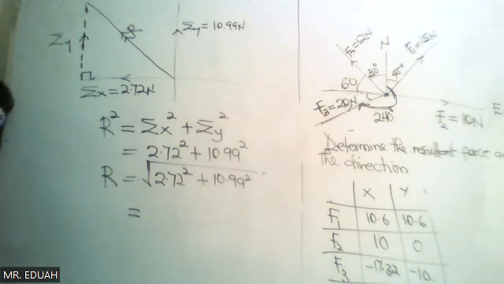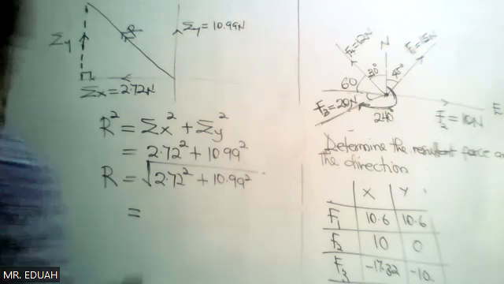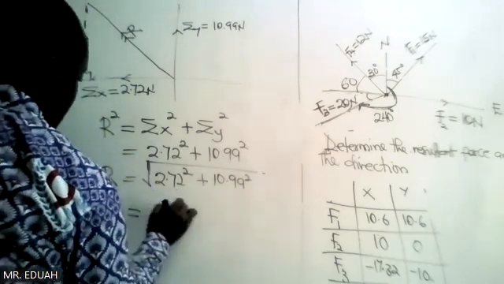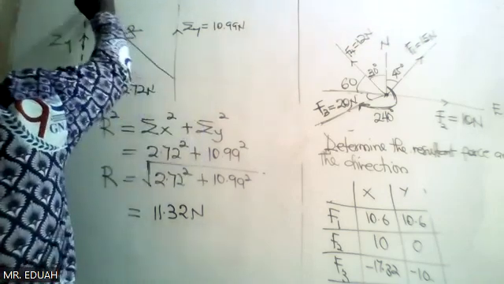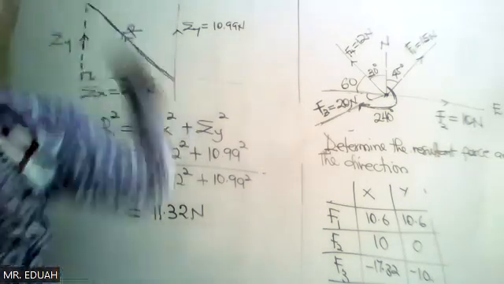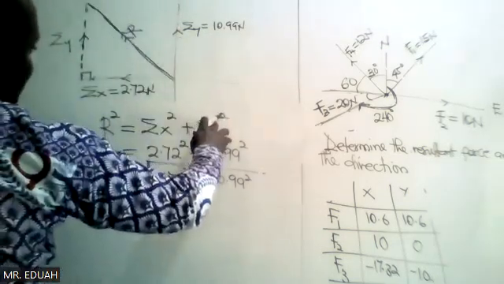R will be equal to 11.32. What's the value of R? 11.32. So that's the magnitude. Then direction. What's the direction? Look at the direction of the resultant. It's within the second quadrant.